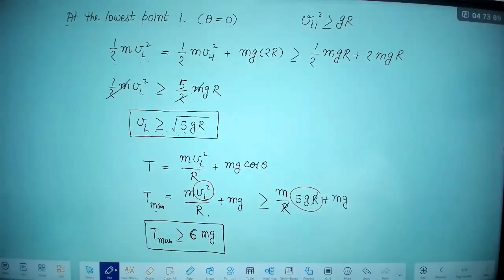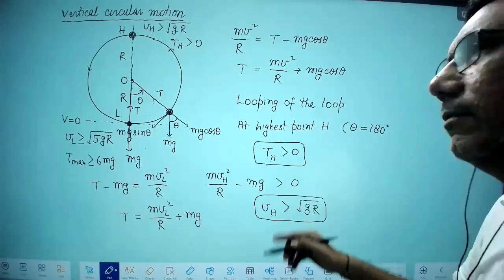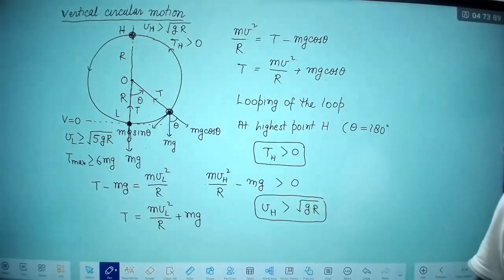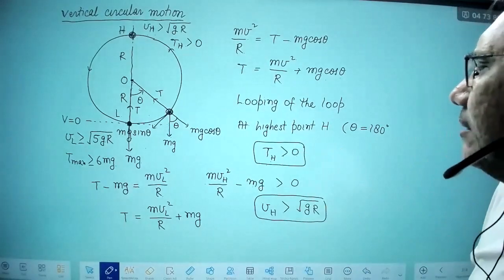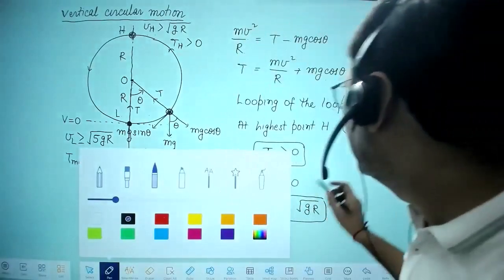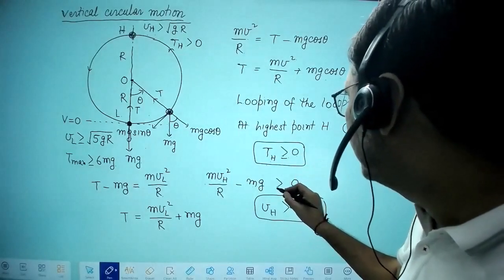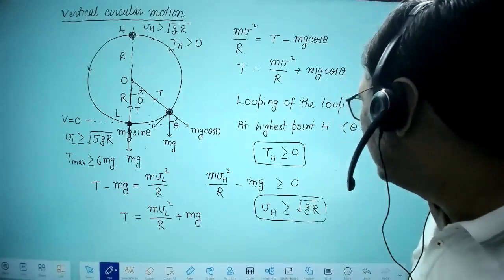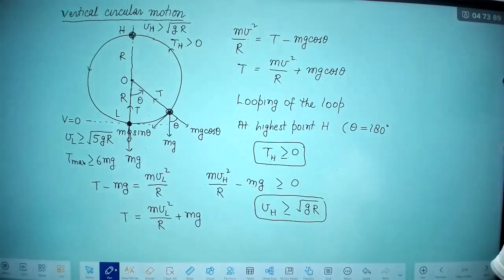So in the third slide, T_H should be greater than or equal to 0, right? Should it be greater than or equal to 0, or not equal to? Try to understand: if the tension is 0, T_H may be 0 also. You are correct to some extent. It may be 0, so you can write it like this. It may be 0 for an instant. You are okay.